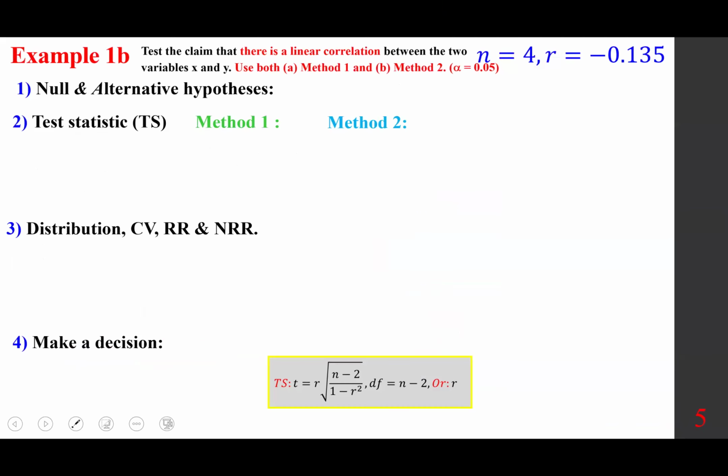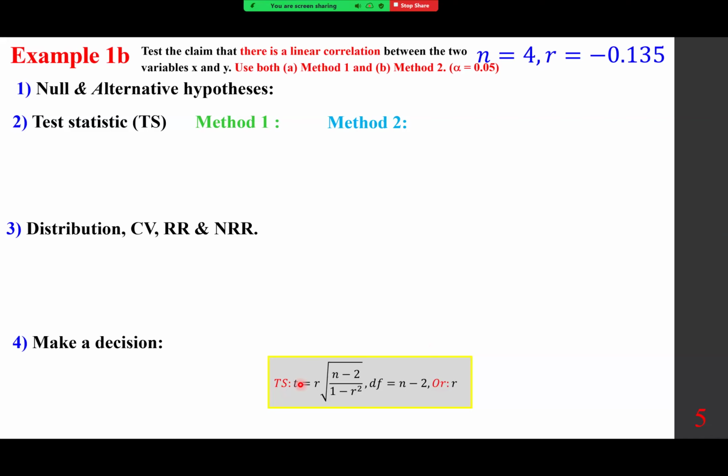All right, let's actually move on to the test of hypothesis steps. So to do the test of hypothesis, we are going to write what we found previously. We know n is 4, we know r is negative 0.135, and we are going to do two methods. Method 1, we go with the t-test. And we have method 2 that we use Pearson correlation coefficient. I'll discuss that in a moment.